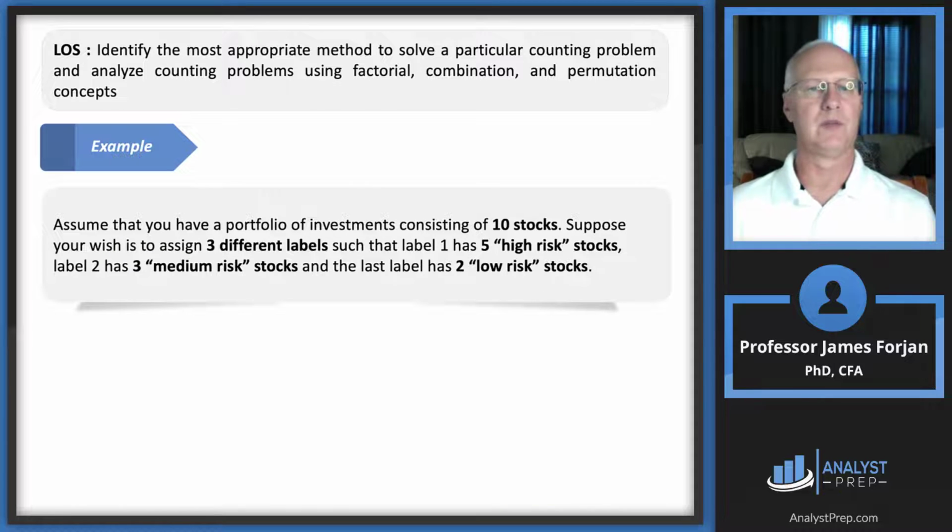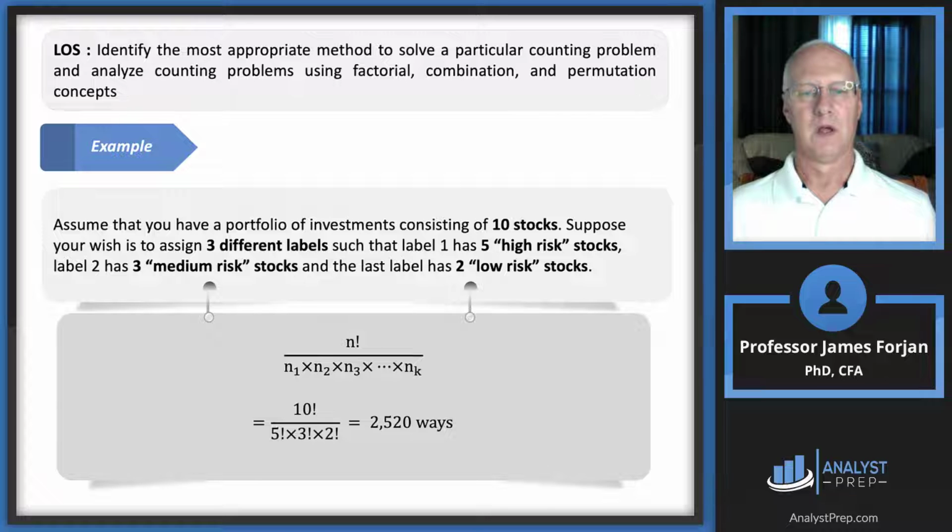Let's go ahead and do an example here. 10 stocks. Suppose your wish is to assign 3 different labels such that we have high-risk stocks, medium-risk stocks, and low-risk stocks. On the exam, it's likely that you might read a sentence that says something like, high risk, medium risk, and low risk is determined by, hey, what did we just do? Standard deviation of those stocks. Or maybe we want to use beta as we move along.